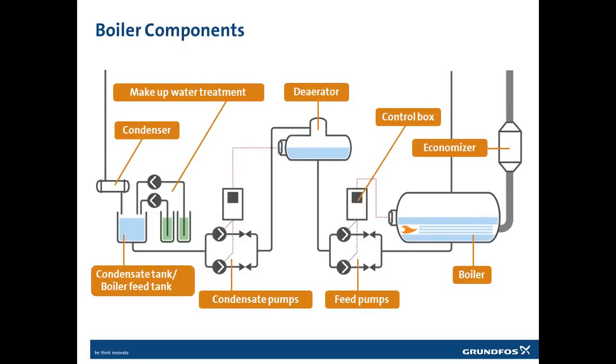When we have the right condensate and it's been conditioned so it's ready to re-enter the boiler, we pump it up in the deaerator with the condensate pumps. And from the deaerator we take it with the feed pumps and pump the water into the steam boiler. The steam boiler can be equipped with an economizer, but not all boilers are, depending on application.